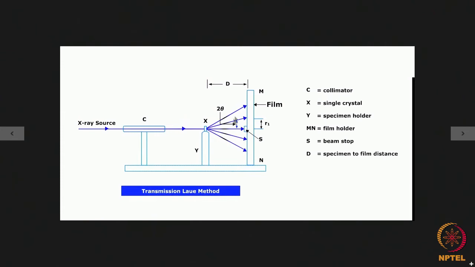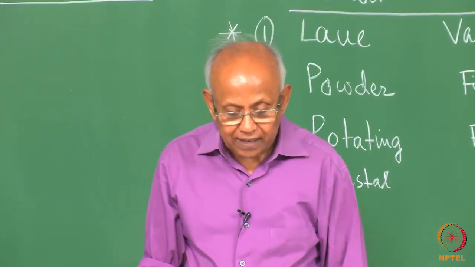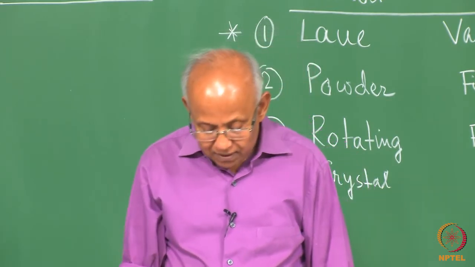For a particular diffracted beam, we know the length R1 from the center, and we also know the distance d between the specimen and the film, and therefore we can find out the value of 2 theta. You remember that 2 theta is always the angle between the incident and the diffracted beam. So, for each spot, the 2 theta value can be found out, and from that the theta value, which is nothing but the angle of incidence of X-radiation on a particular atomic plane, can be found out.